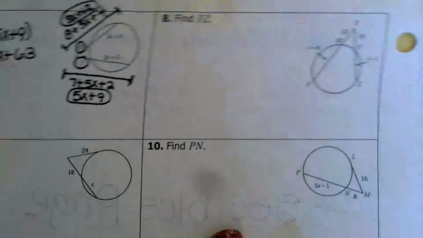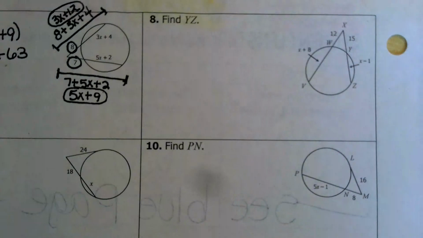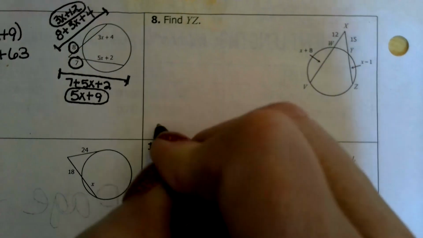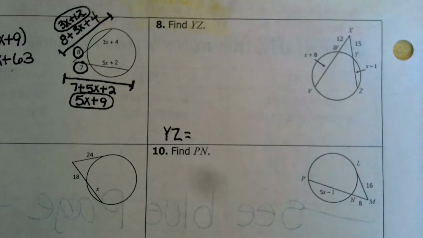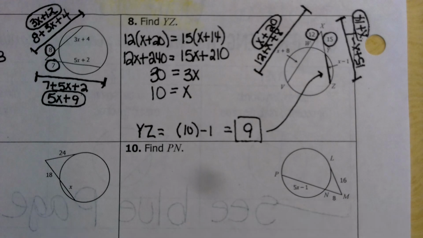Okay. Now, you should be able to do number 8 without me helping you. All the way to the end, final answer is, what is YZ? Okay, go ahead and take your time, do that problem. You don't have to pause the video. The question's going to pause it for you. Okay. All right, the final answer is 9.